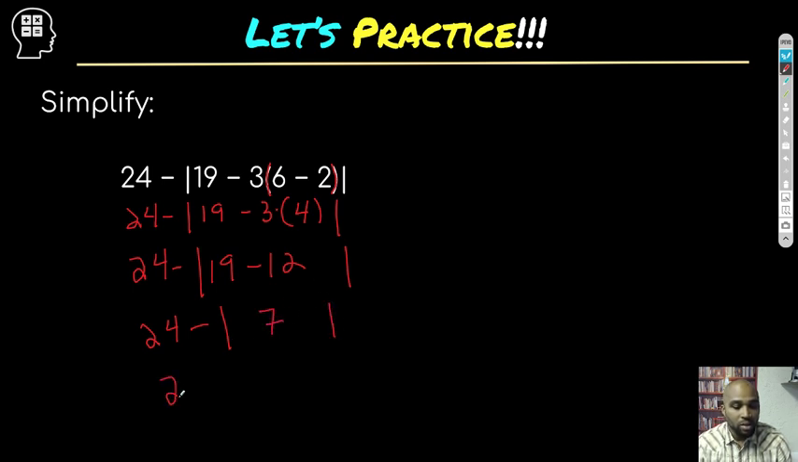And now 24, what is the absolute value of 7? That's just 7. So what's 24 minus 7? I think that's 17. Yep. That's going to equal 17. So all of that equals 17.